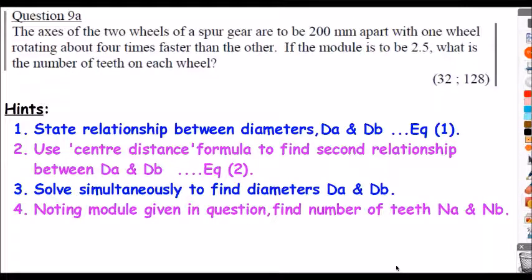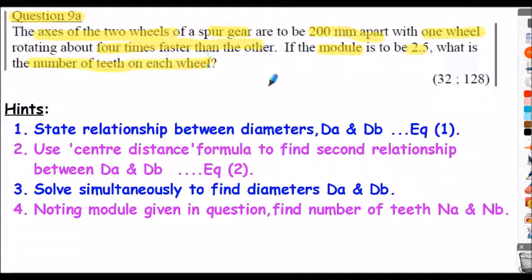Okay, so yeah, I'd like you to have a little play with question 9, if you would, in the week. You've got two axes of two wheels, spur gears here, that are to be 200 millimeters apart, so you've got some information on the geometry. One wheel is rotating 4 times faster than the other wheel. They've given you a module of 2.5. I won't use that yet. We've got to find the number of teeth on each of the wheels.